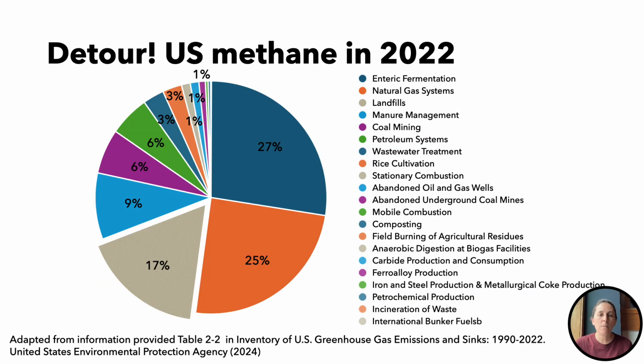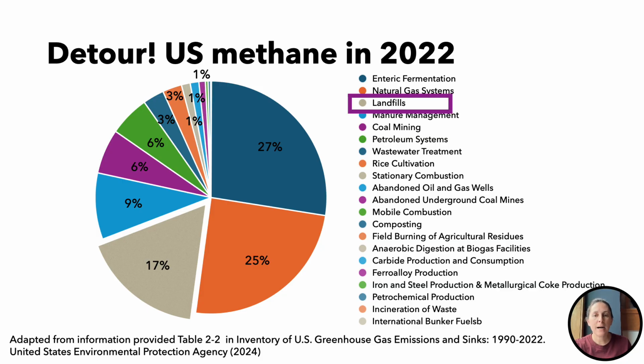So let's talk about methane in the United States in 2022. Our biggest producer of methane was enteric fermentation, and that is a natural digestive process by ruminant animals like cows, sheep, goats, as well as deer and other relatives. The second was natural gas, and that includes both commercial and residential gas usage. And then third is landfills, and this is where I really feel like we can quickly do some serious good.